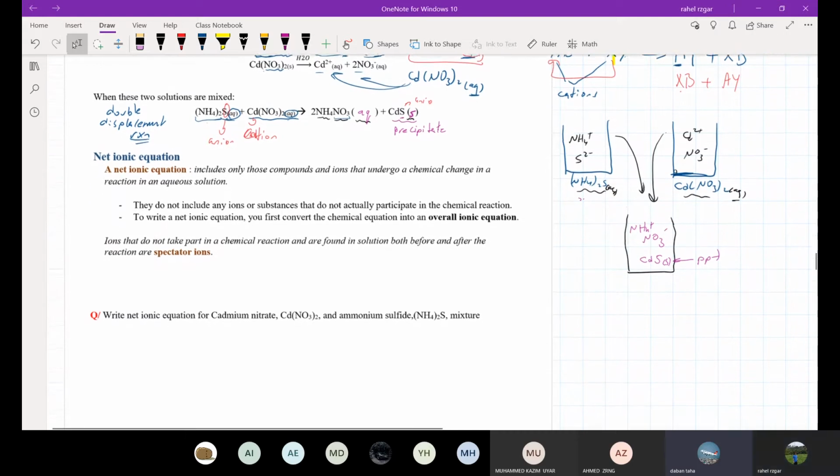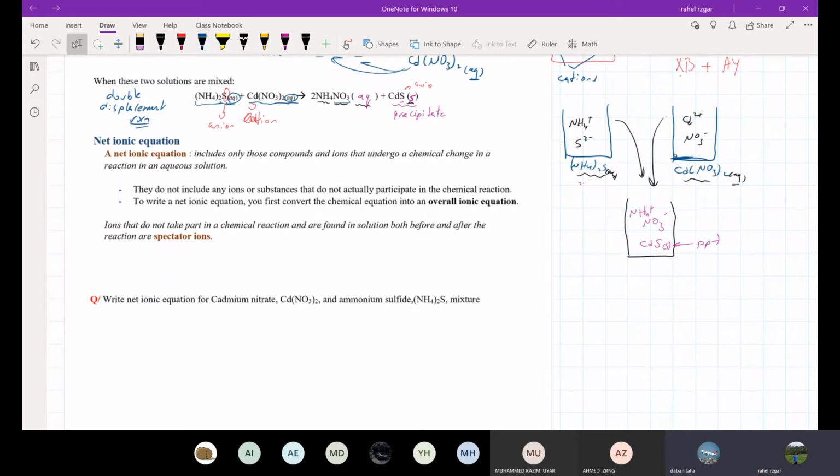All right. The next thing is also connected to this part. It's kind of the same thing, but we add some more stuff.